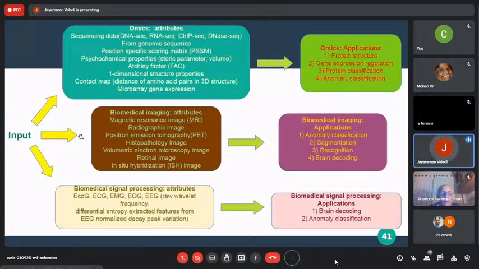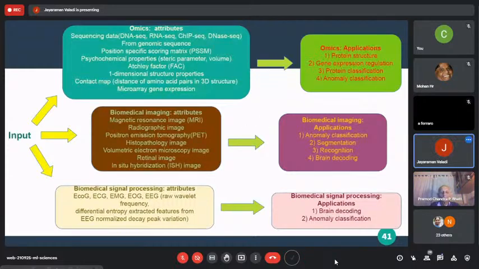Now, the second set of attributes are imaging attributes, which can be MRI images, radiographic images, and histopathology images. And then it can also be, as I said, X-ray type of images. You can use these images, as we have just talked about, in COVID identification. It can also be used for brain decoding and other particular disease predictions.